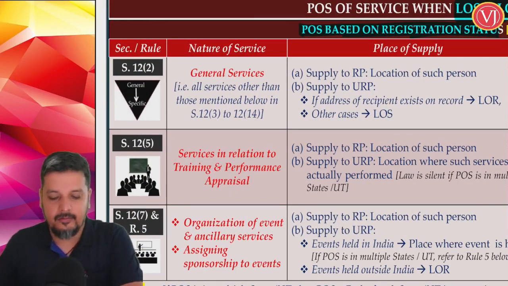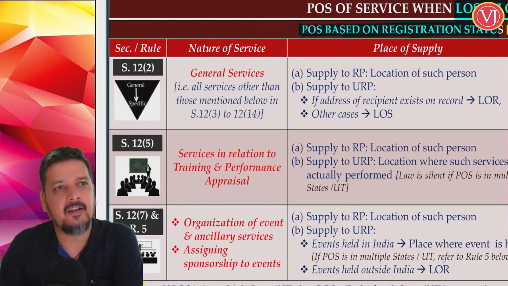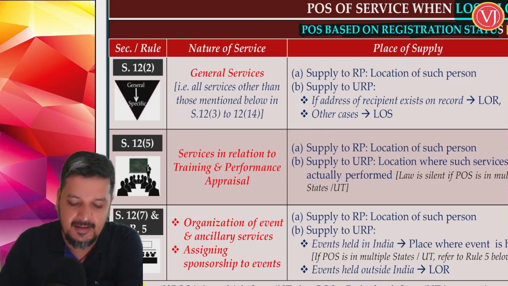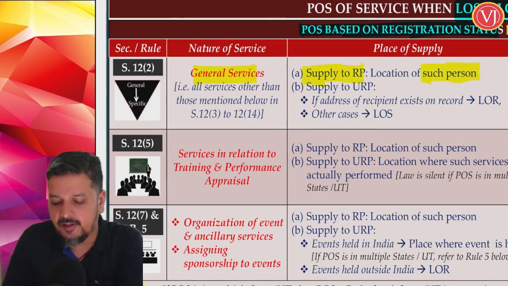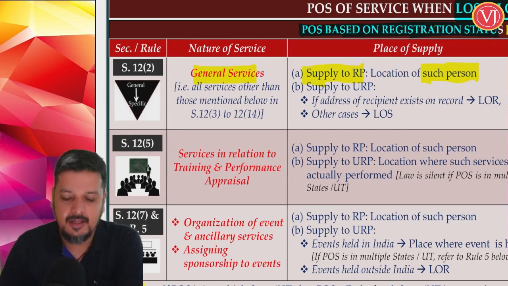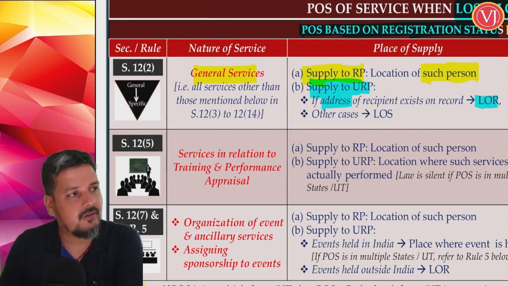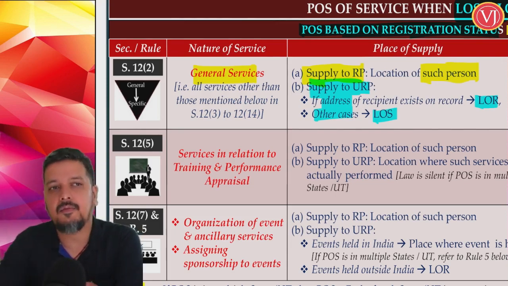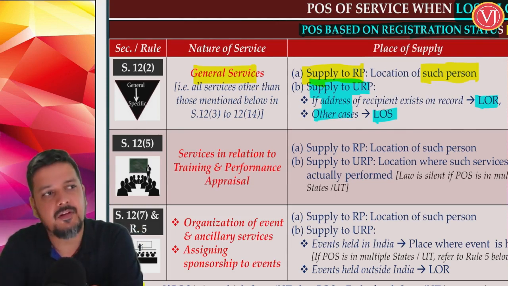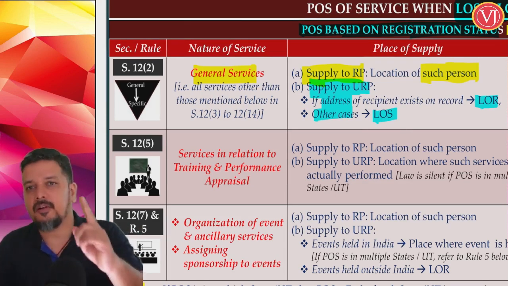So, general case, what is the answer? If your customer is registered, I'll call it B2B. I'll not write it as supply to registered person. If it is a B2B transaction, location of such registered person. If it is a B2C transaction, if address is known to you on record, location of recipient. If address is not known to you, location of supplier. It seems very familiar, just like the summary of section 10. They have summarized it. B2B, location of registered recipient.